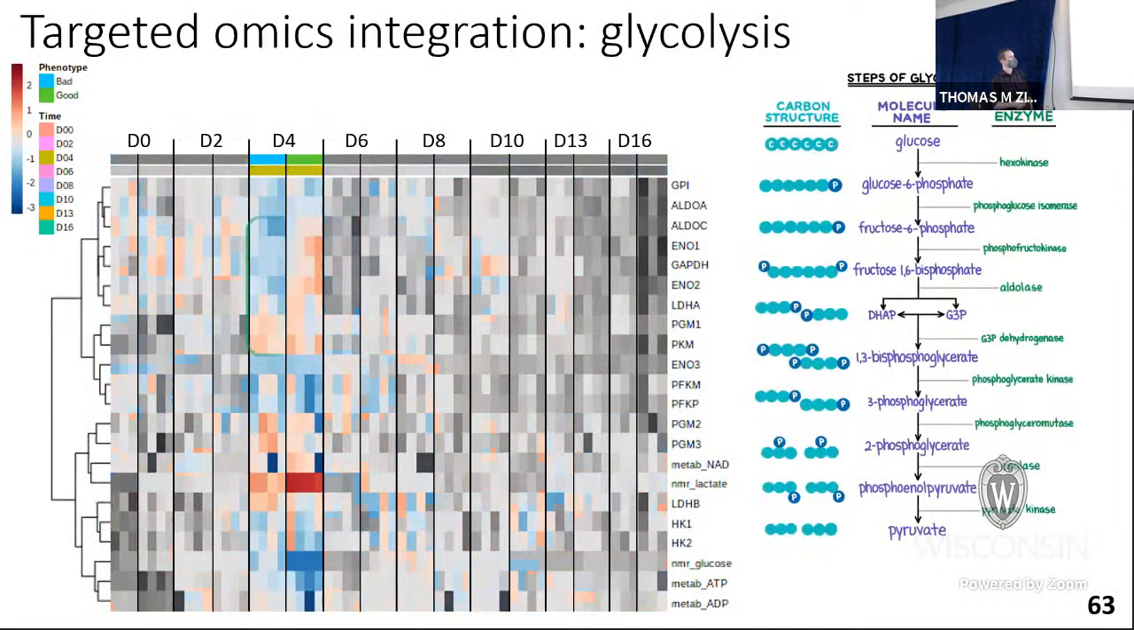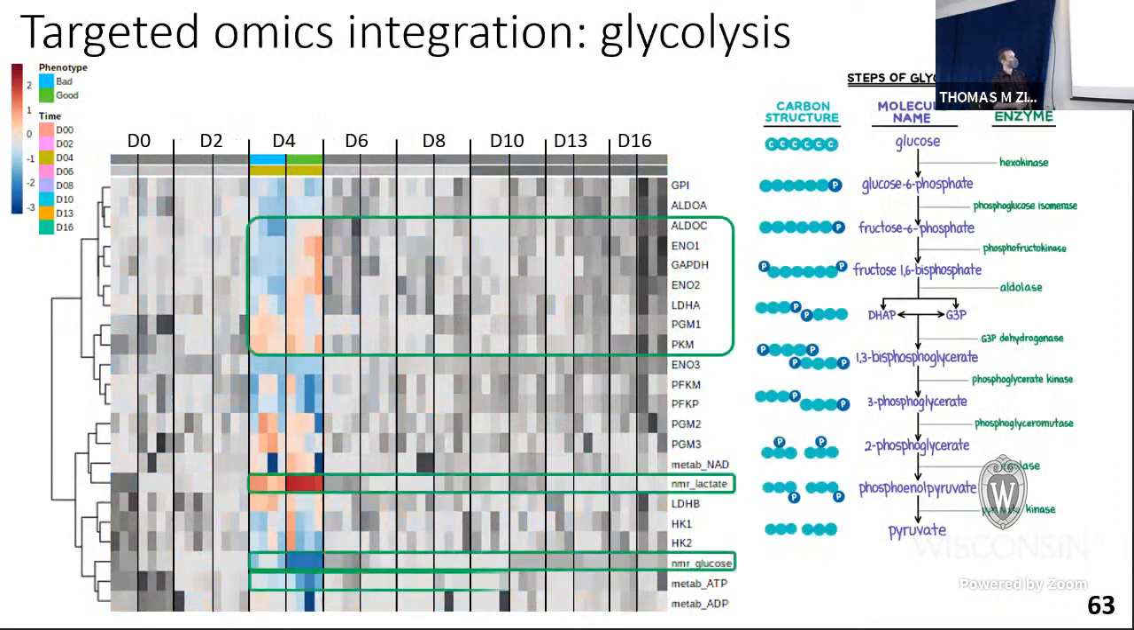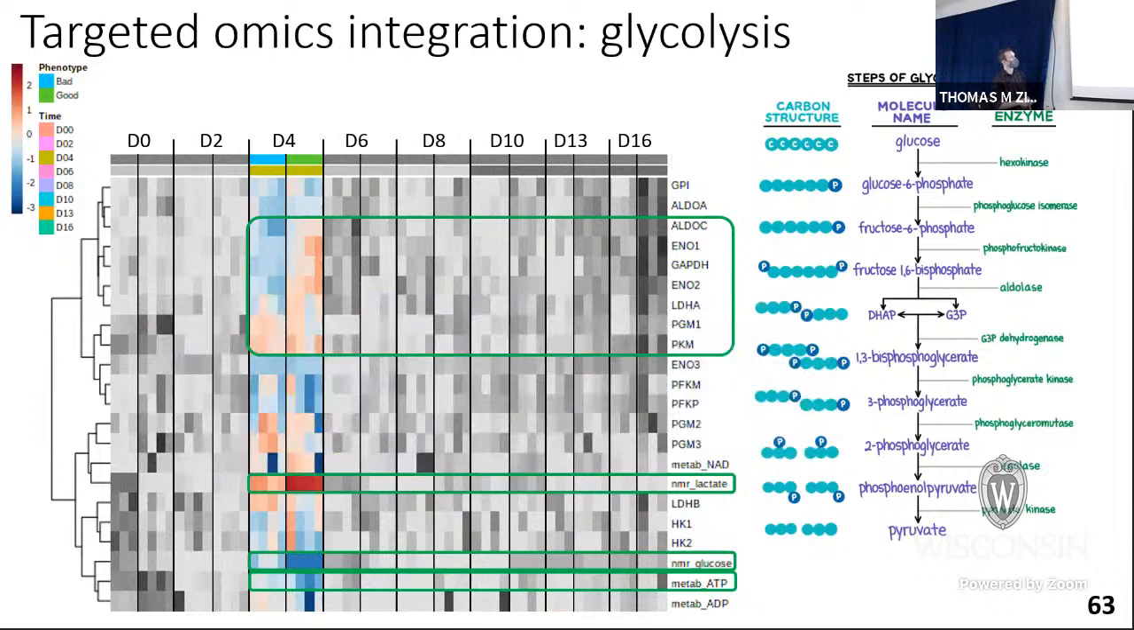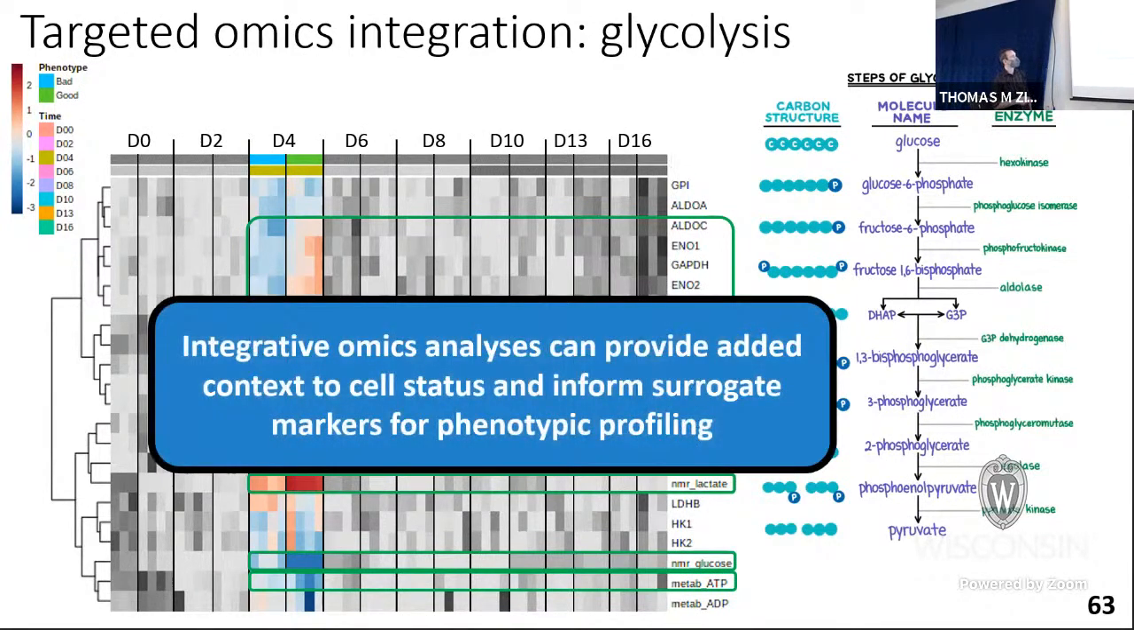I'll skip this since I see we're essentially out of time. The main takeaway here is just a case study of trying to combine the proteomics data, the NMR data from the exometabolomics or the metabolic footprints, and the intracellular metabolite data, just looking at a particular pathway of glycolysis. We can start to see conserved differences over time between these different data sets, and potentially identify surrogate markers.